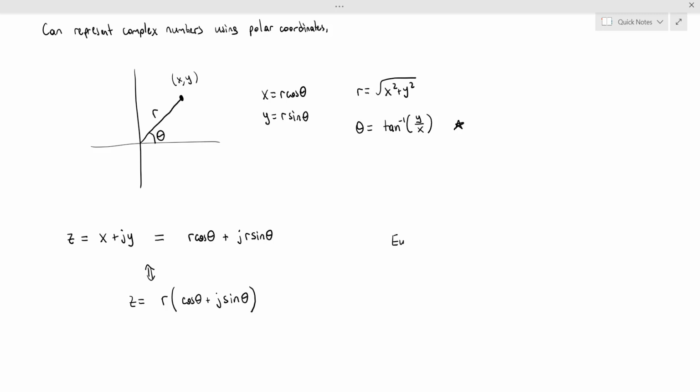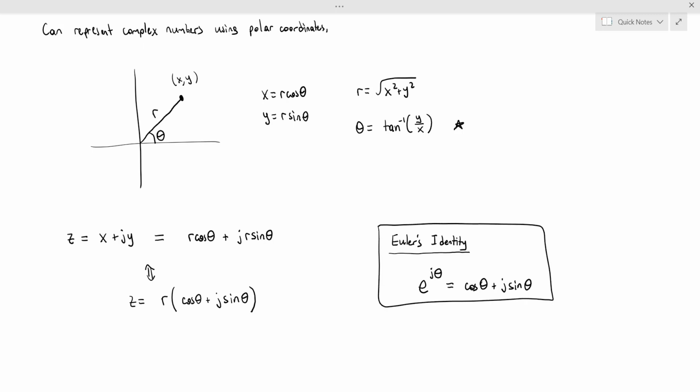Now, there is a famous identity known as Euler's identity. What this identity says is e to the power of j theta is equal to cosine theta plus j sine theta. At first glance, it's a little bit hard to interpret this equation to see how something like this could possibly be true.